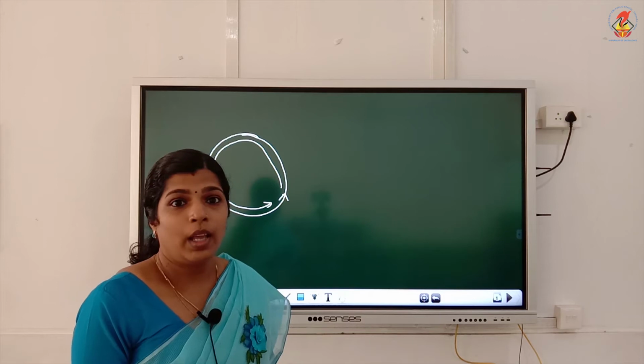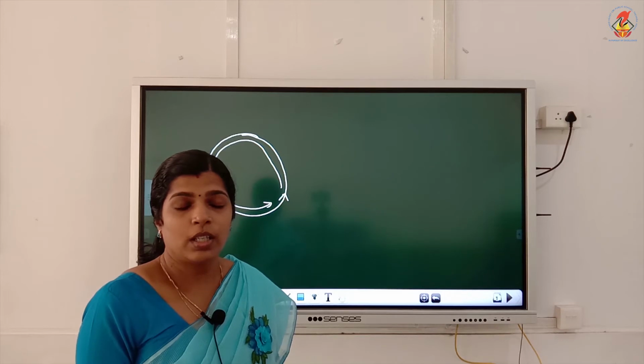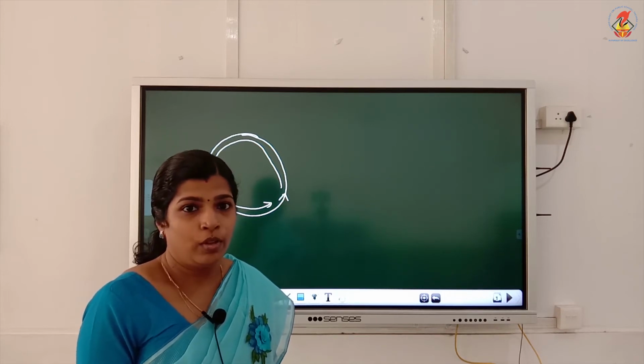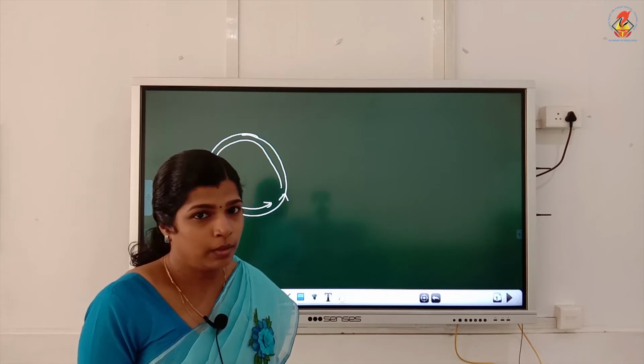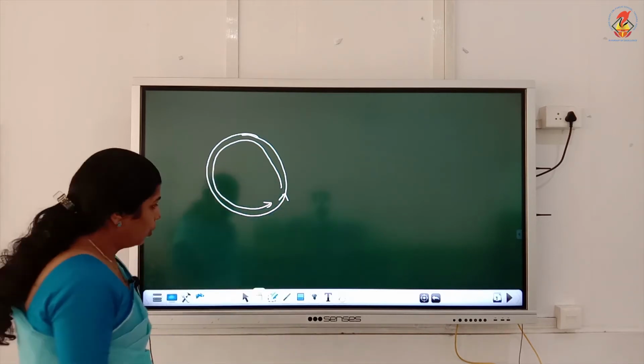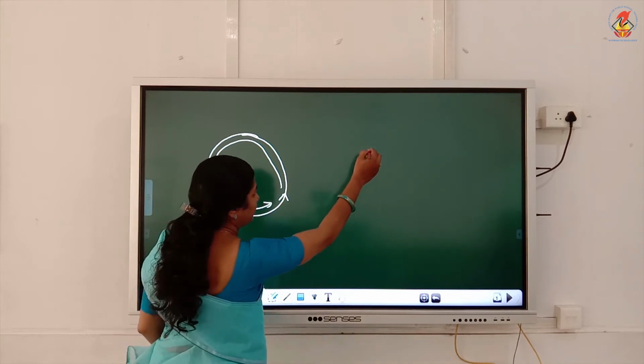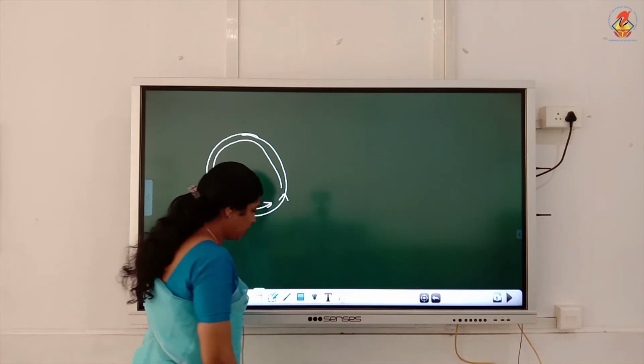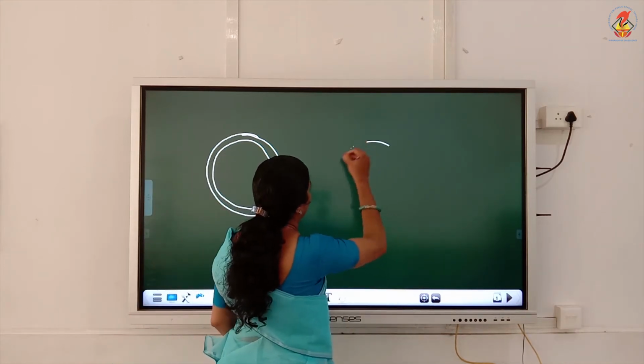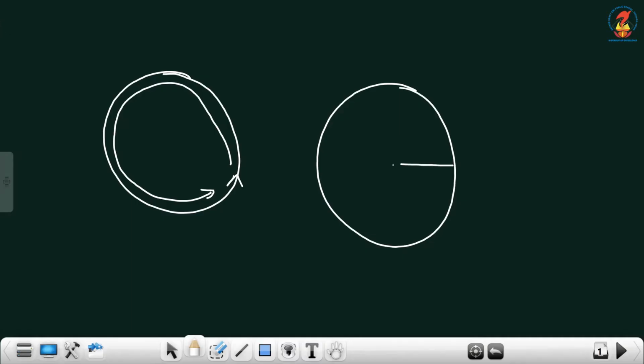Example: the hands of the clock. They cover equal distance in equal intervals of time and the speed is also constant. So that's uniform circular motion.